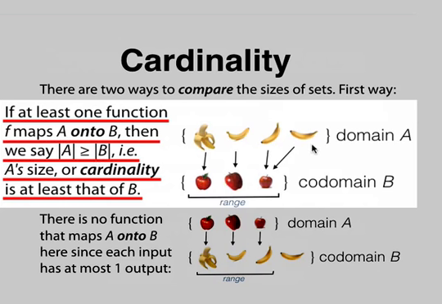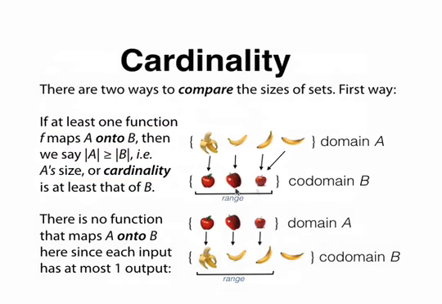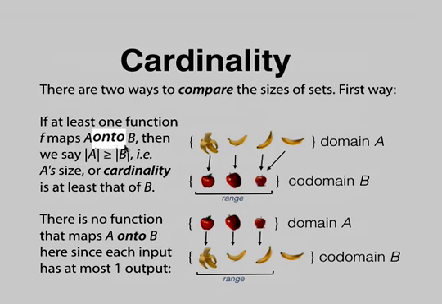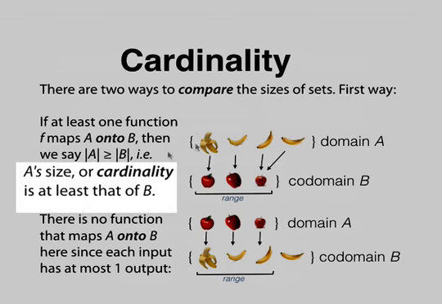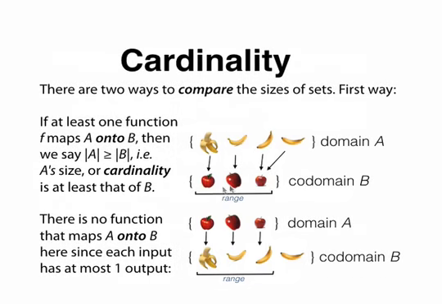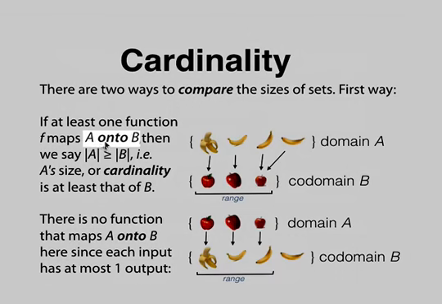There's got to be at least as many bananas as the apples, because each function can have at most one output for each input, right? Each input can have at most one output, and we've covered all the outputs. The range is the whole codomain. So we've covered the whole codomain with this onto function, right? So it has to be at least as many bananas as apples. That's the point. So we say that the size of A, or the cardinality of A, is at least that of B, right? There are at least as many bananas as apples. How do we know? Because we can have an onto function. We can find one onto function, we're done. We know that there are at least as many bananas.